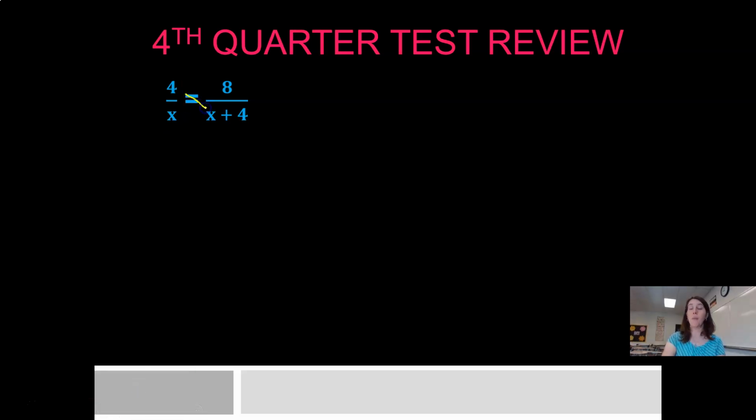So I'm taking the 4 multiplying by the x plus 4, and the x is being multiplied by the 8. So I wrote 4, and then I put parentheses because there's two pieces there.